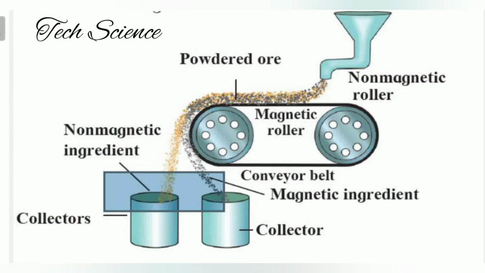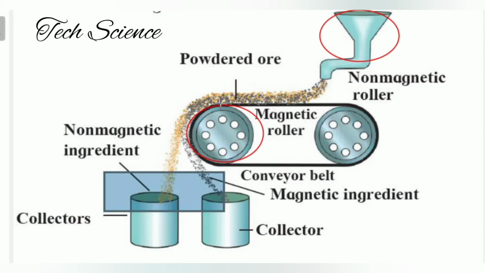Okay, now what is the procedure? Observe. At the start, you drop the powdered ore from this vessel, which is near the non-magnetic roller. Once you drop this powdered ore, the gangue and the actual metal are in powder form. They are rolling with the help of the conveyor belt, and it moves from near the non-magnetic roller towards the magnetic roller.